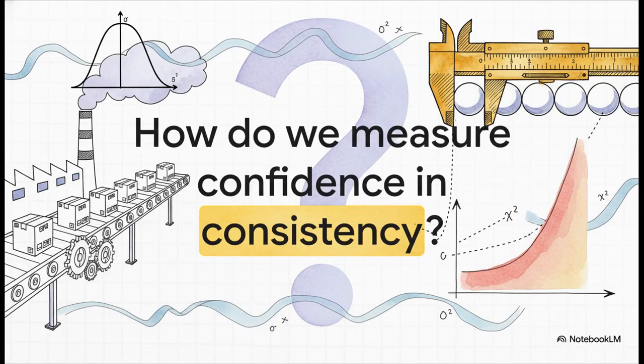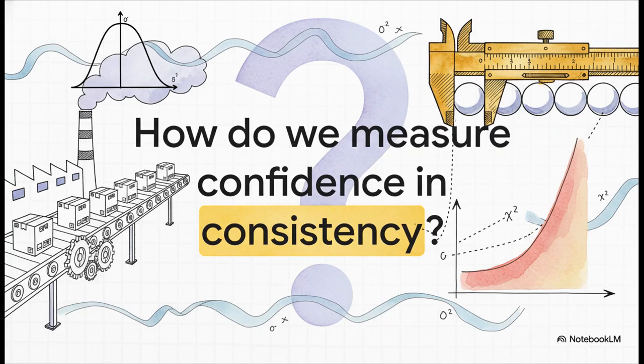I mean, think about it. If you're a manufacturer making parts for a car engine, you don't just care about the average size of your parts. You need every single one to be almost exactly the right size. An average that's on target but has a huge amount of variation is pretty much useless, right? So how do we actually put a number on our confidence in that consistency?